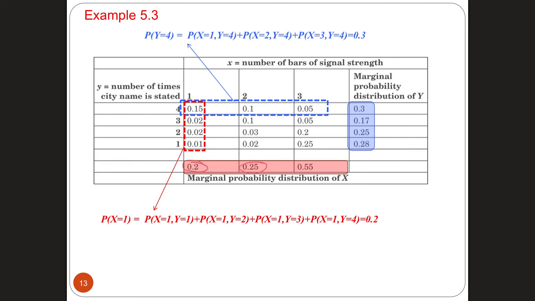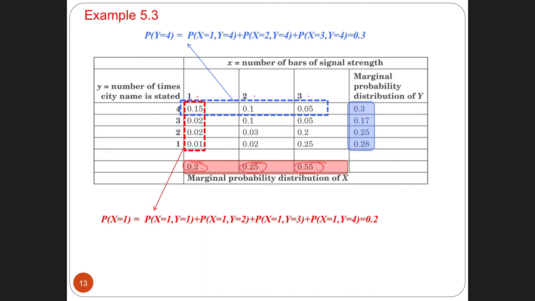So what we see here is the marginal of x. The probability that x is equal to 1 is 0.2, x equals 2 is 0.25, x equals 3 is 0.55. This is the marginal distribution of x. And what we see in blue is the marginal distribution of y. The probability that y is equal to 1 is 0.28. The probability that y is equal to 2 is 0.25. The probability that y is equal to 3 is 0.17. The probability that y is equal to 4 is 0.3. That's the marginal for y. This is the marginal of x.